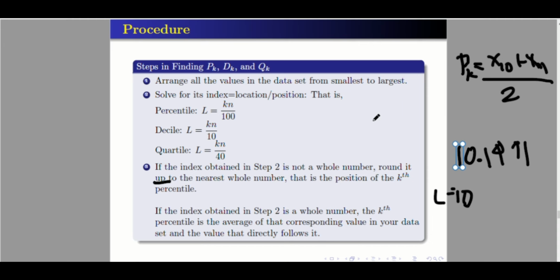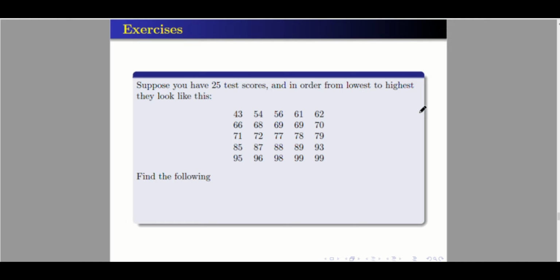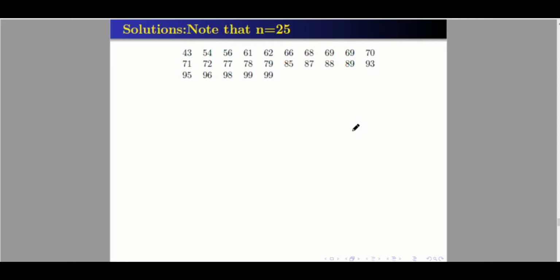So to understand this clearly, let's go to our examples. Suppose we have these 25 test scores. So n is therefore equal to 25, and it's already in order. Find the following: the 90th and 20th percentiles, the first and third quartiles, and the fourth and seventh deciles. So let's have the solution. These are already arranged.